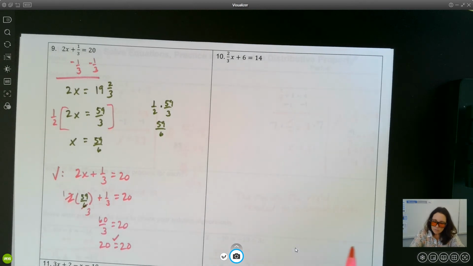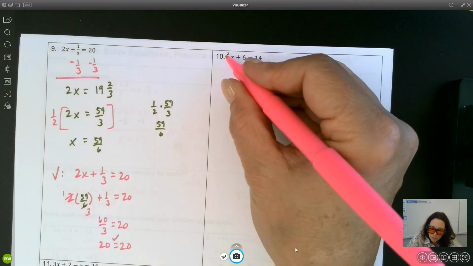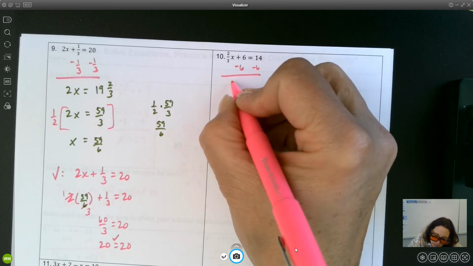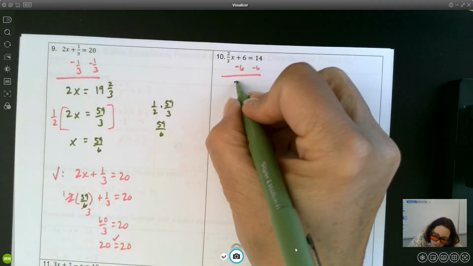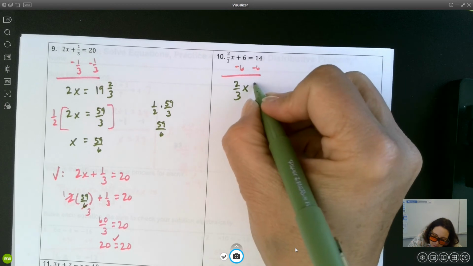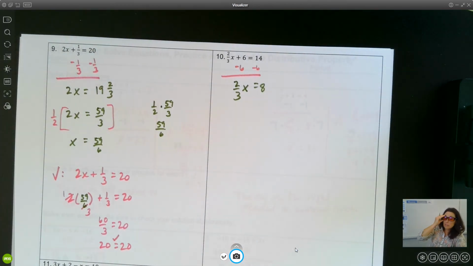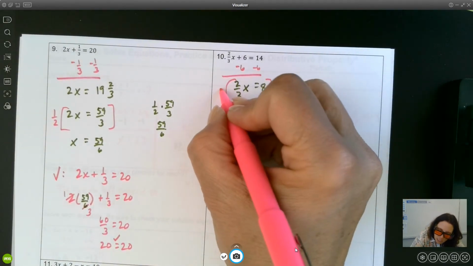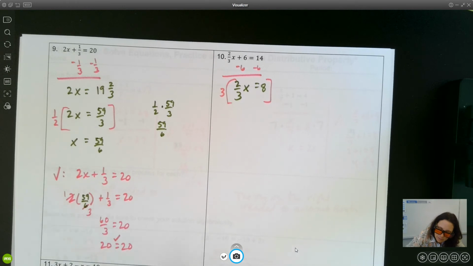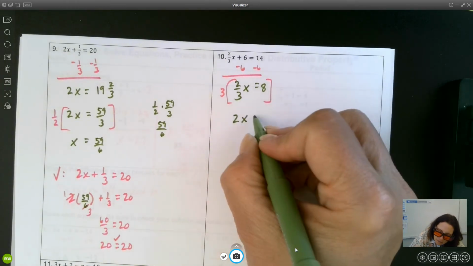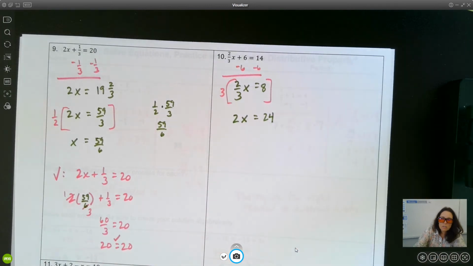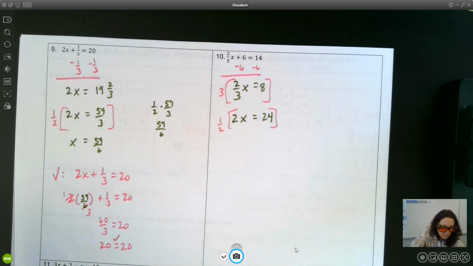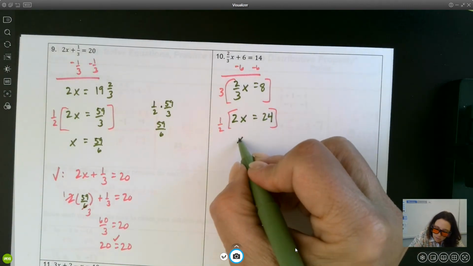All right, so let's see. Your first step, we're trying to get to that 2/3. We're going to subtract 6, leaving 2/3 x equal 8. All right, well, what would happen if I multiplied this by 3? Wouldn't I have 2x equal 24? And then wouldn't I need to multiply this by a half or divide by 2? Same thing, x equal 12.